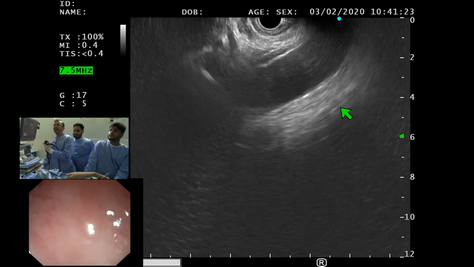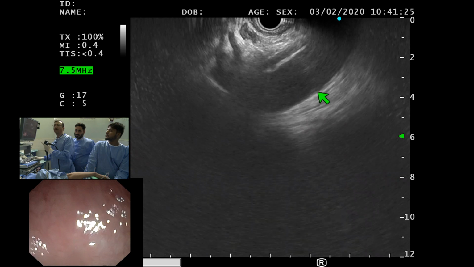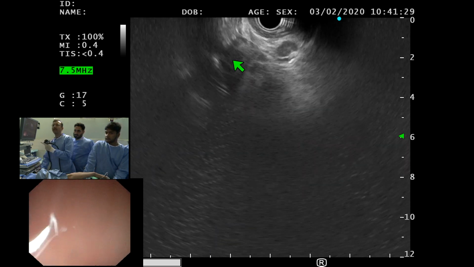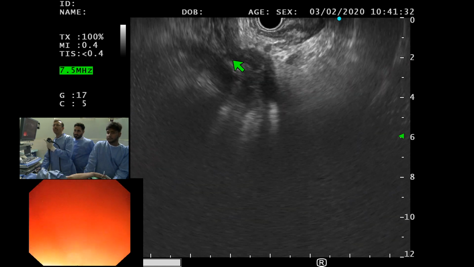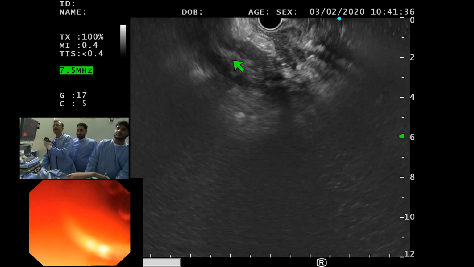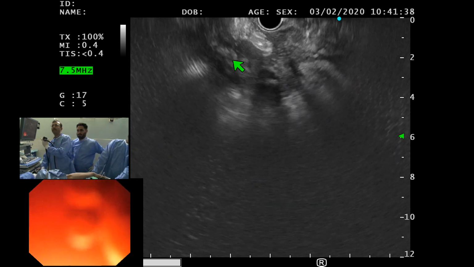But then we can see the blood vessels coming up. These are blood vessels coming up. This is the celiac takeoff. Fair enough. And we can generally push along. There you go.